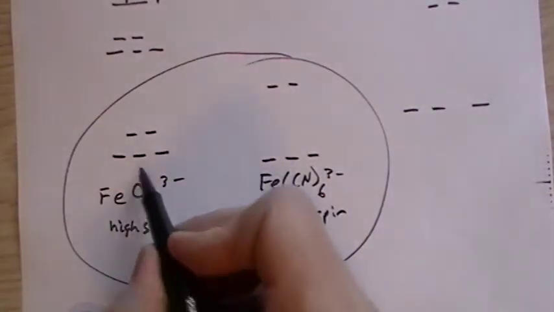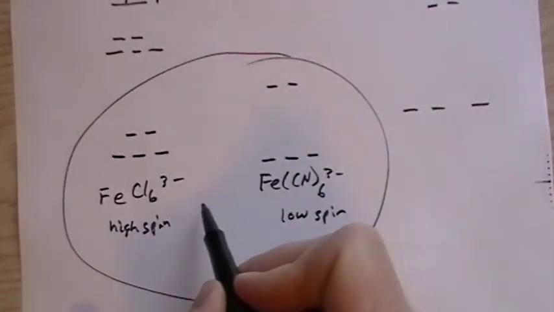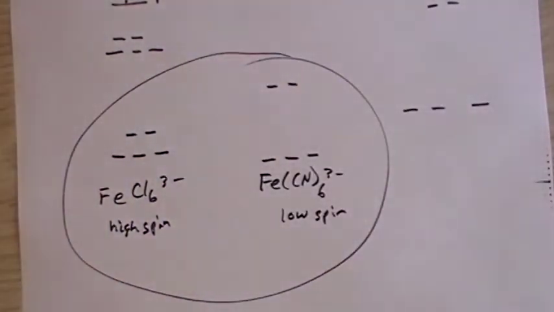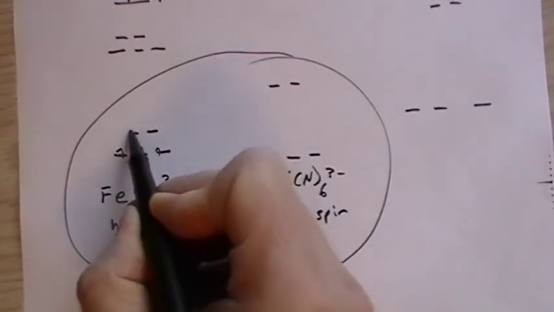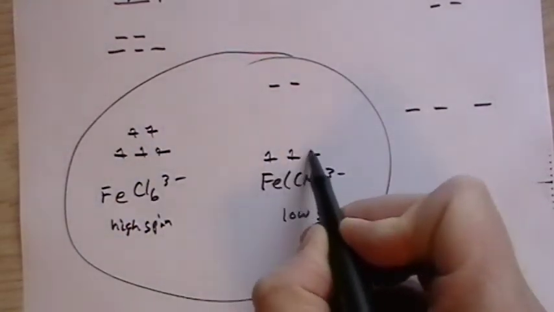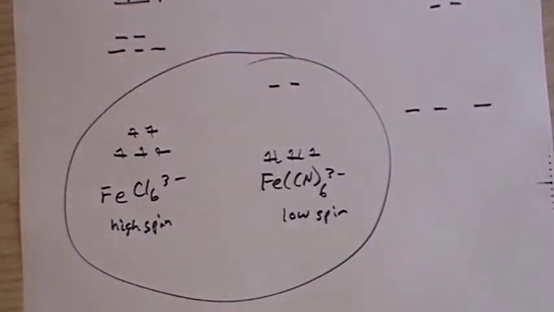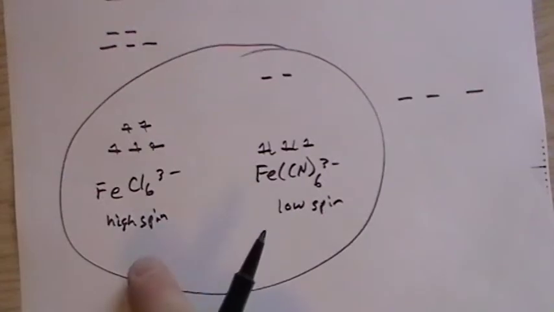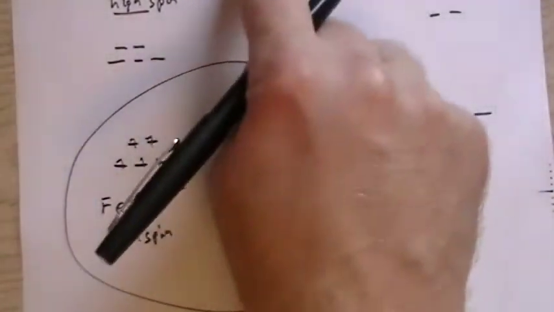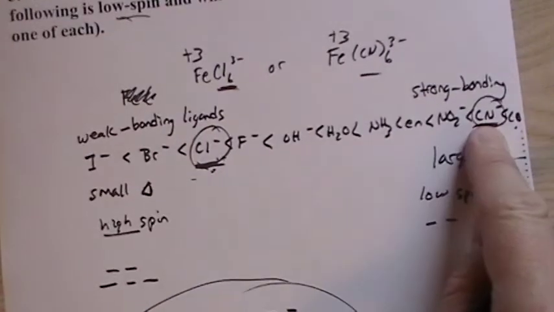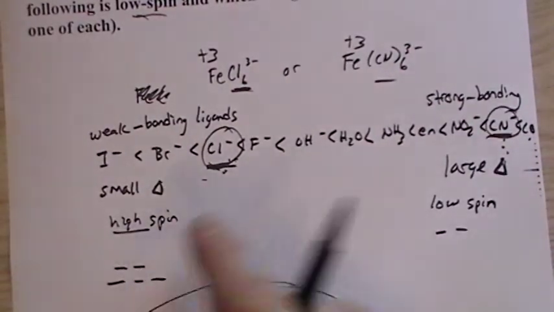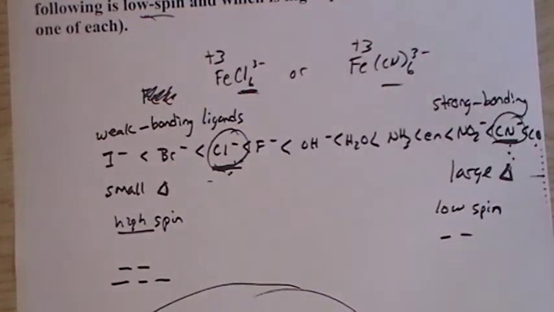Since they have the same number of electrons, and I think it's 5 total, yeah, it should be 5. This one would be high spin, 1, 2, 3, 4, 5, and this one would be 1, 2, 3, 4, 5. Again, you don't have to go that far, this is just a check I'm using to show what happens. But just by looking at these ligands alone, you should be able to state that this ligand is weaker bonding than this one, so delta is smaller, so it should be high spin, and this one should be low spin.